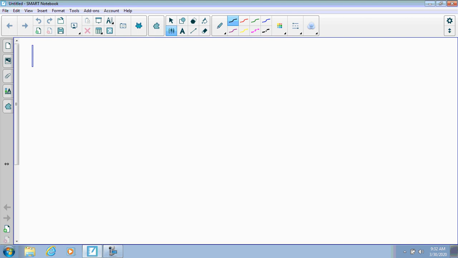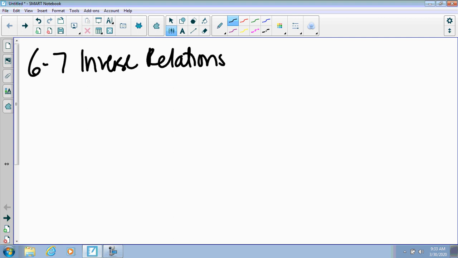So 6-7, there we go. 6-7 is about inverse relations or inverse functions. An inverse, all an inverse means is that we are going to switch our x and our y values. So if you think about multiplying, its inverse operation is dividing. Addition, its inverse operation is subtraction. So you've heard the word inverse before, and you'll see how that comes into play.